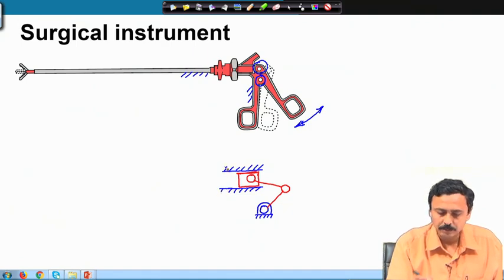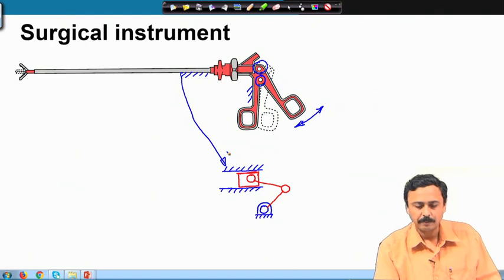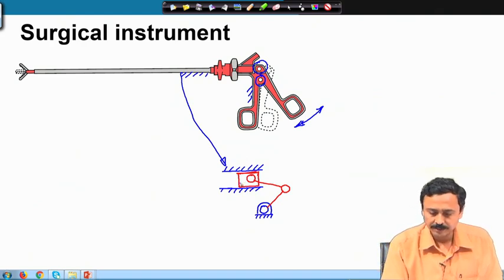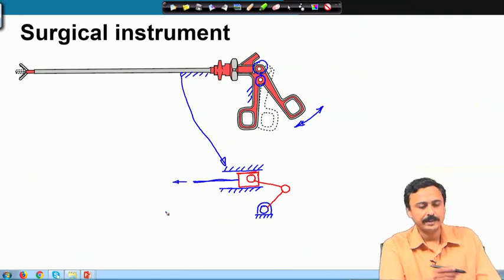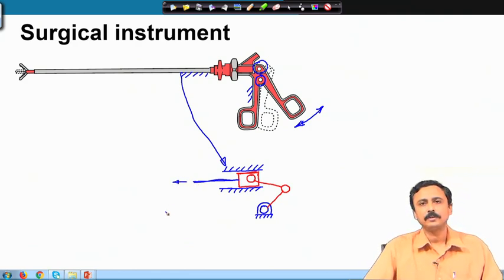So, this ground is the barrel. So, this represents the barrel. Here, this slider connects to the surgical instrument that is at the end of this instrument.